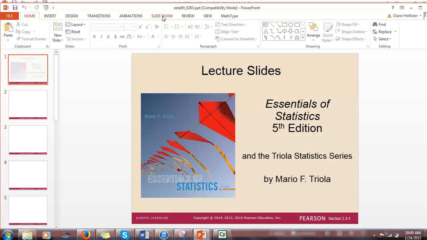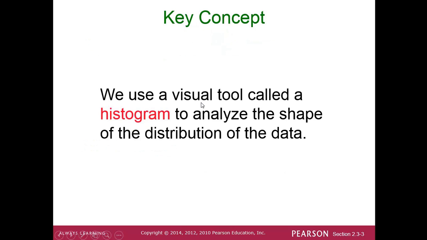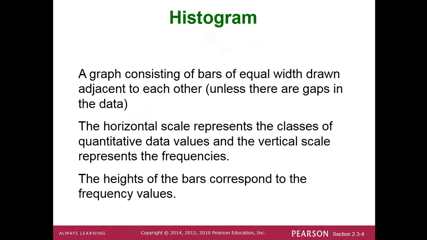Okay. Looking at the next section, we're going to look at histograms. Now, histograms tie in with what we were just looking at, the concept of a normal distribution. We want to use a histogram to analyze the shape of our data. So once we have a frequency chart, or once the software creates a frequency table for us, it then creates a histogram. A graph that's a histogram is going to have bars of equal width. They're drawn right next to each other. They are touching, unlike a bar graph, unless there's gaps in the data.